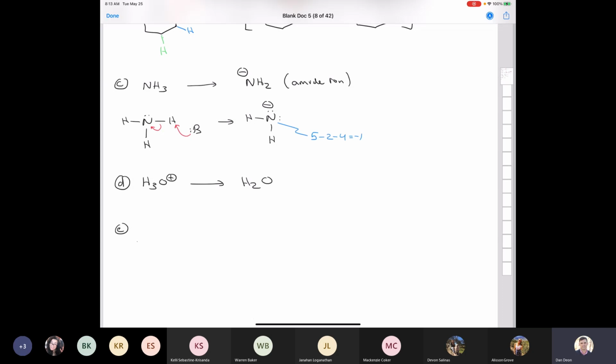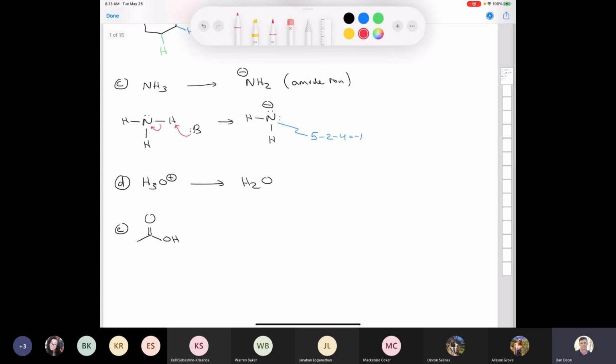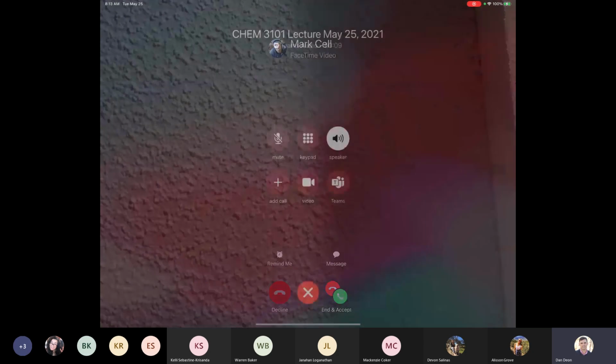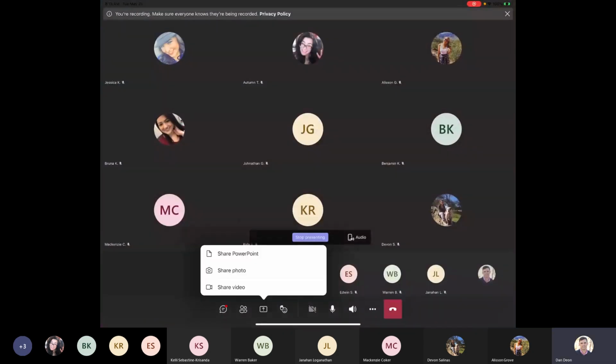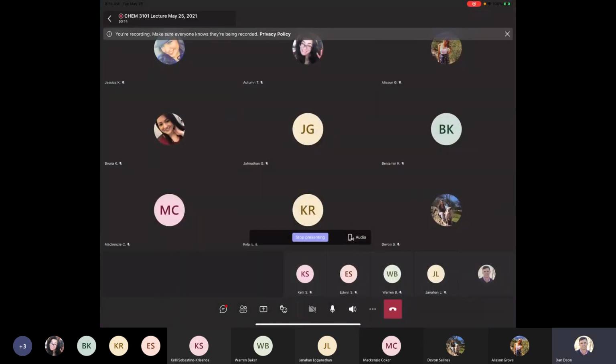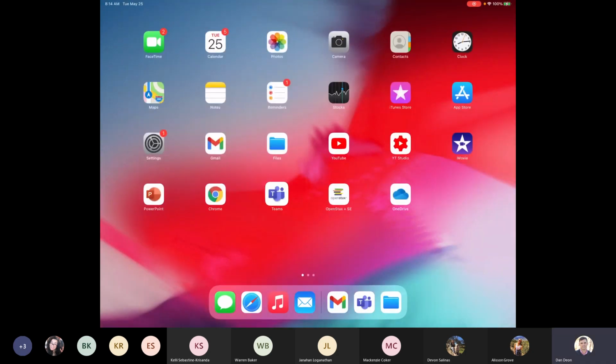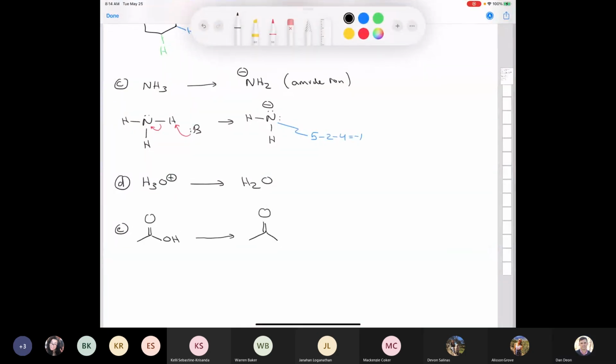Let's try another one. If we have this carboxylic acid, I know obviously we haven't studied carboxylic acids in depth, but you should know that when you draw carboxylic acid, this is the acidic proton in the carboxylic acid. So when we donate that proton, what's it going to look like? We're going to be left over with the oxygen. But now it's going to have a negative charge.